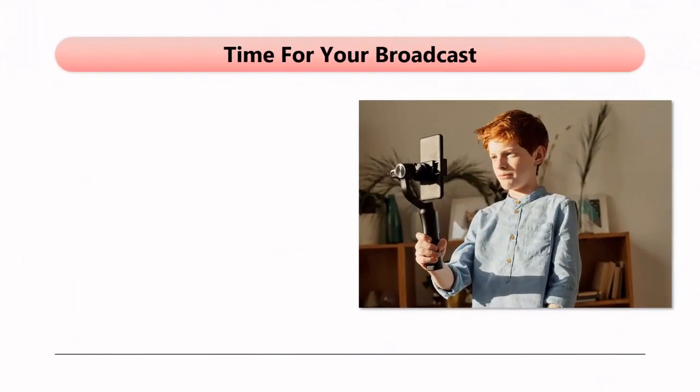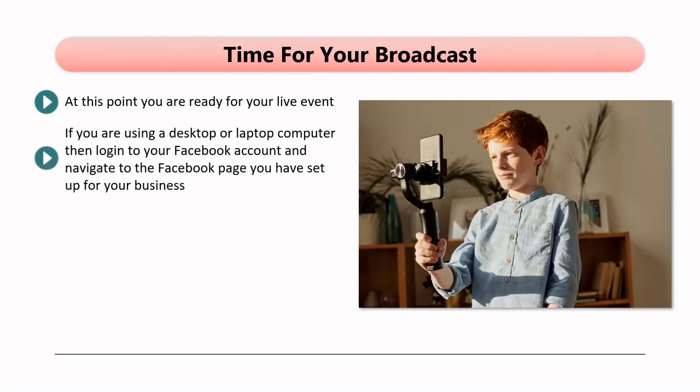Time for your broadcast. At this point, you are ready for your live event. If you are using a third-party service such as Zoom, you will need to follow the specific instructions from them to start your live event. For native Facebook Live events, follow these steps. If you are using a desktop or laptop computer, then log into your Facebook account and navigate to the Facebook page you have set up for your business. Scroll down until the Create Post box, and directly underneath this, there is another box with the first icon on the left called Live. Click on this and then decide if you're going to record now or schedule.